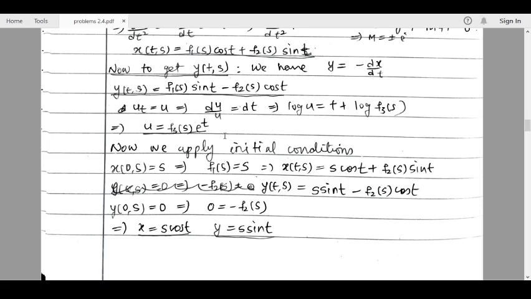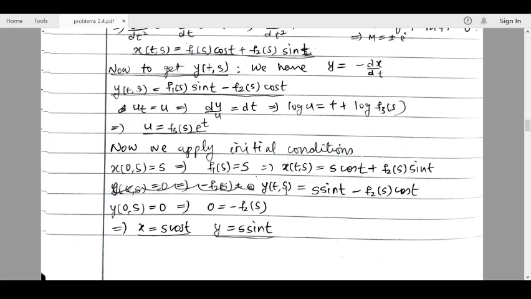Now we will apply the initial conditions. The first condition is x at (0, s) is equal to s. This implies that I have to put t equal to 0: sin 0 is 0, cos 0 is 1. So f1 of s is equal to s. So we will get x equal to s cos t plus f2 of s sin t.